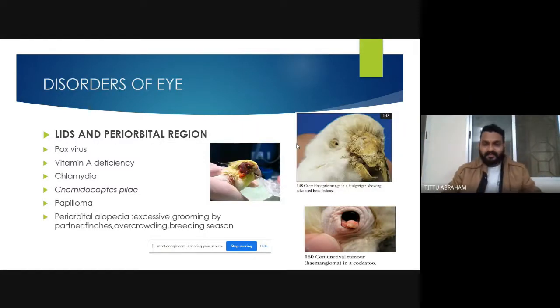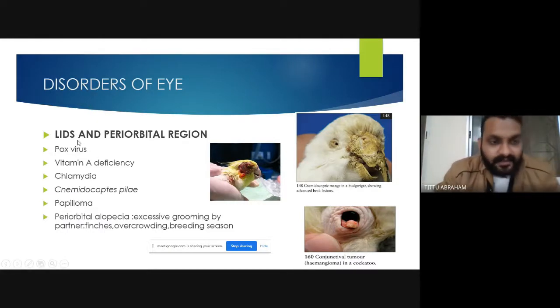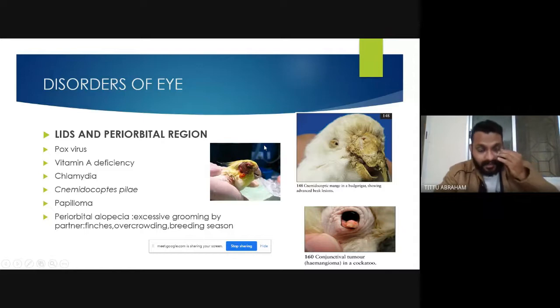So we'll come to the disorders straightaway, otherwise this will be very boring. We'll start with different areas. There are the disorders of the lids and periorbital area mainly. Eyelids: for birds, as I said, the lower eyelid is very mobile and the upper one is not so mobile.